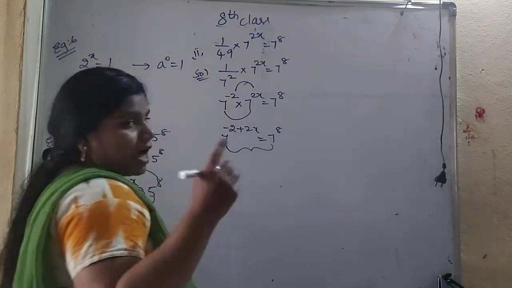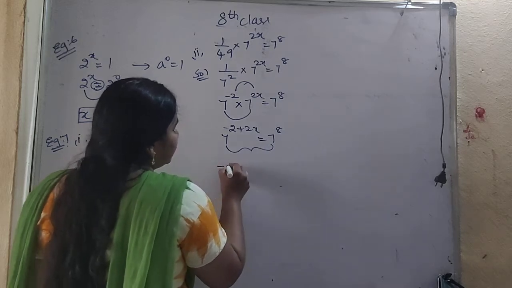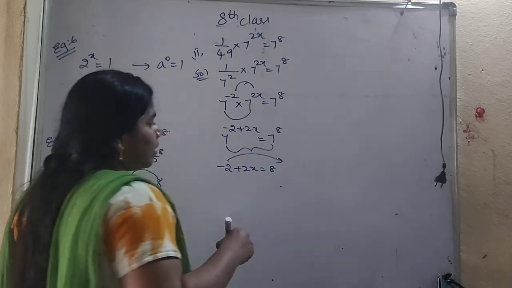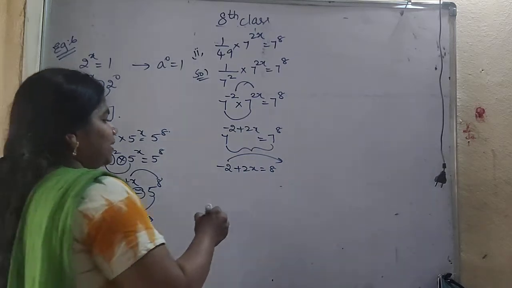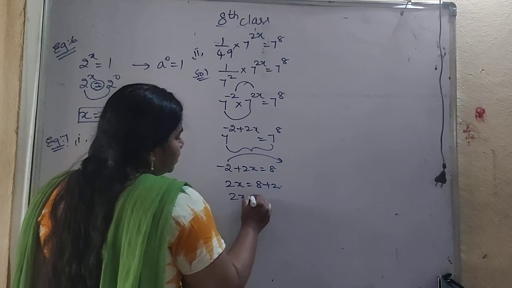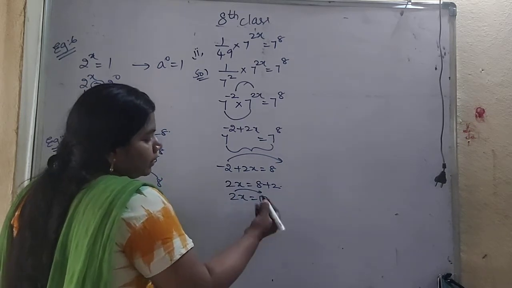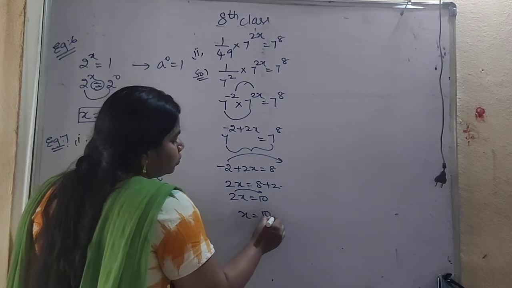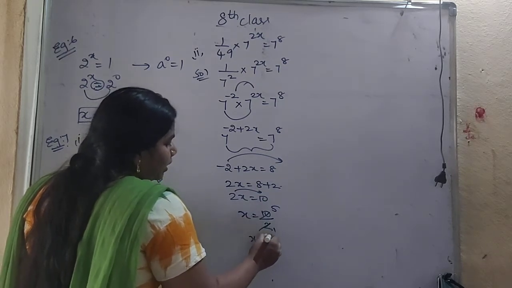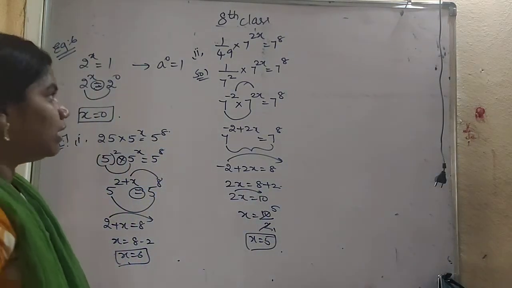Now we are using the last formula. Both bases are equal, so we have to equate the powers. That is minus 2 plus 2x is equal to 8. If I transpose this minus 2 to the other side, it becomes plus 2. So 2x is equal to 8 plus 2, 2x is equal to 10. If I transpose this 2 to the other side, it becomes division. So x is equal to 10 by 2. 2 fives are 10. So what is the x value? The x value we got is 5. So this is our second one.